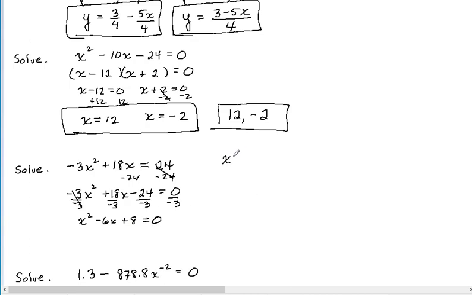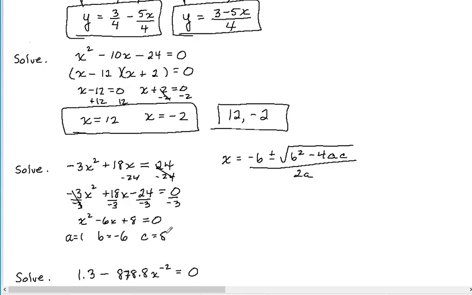Let's use the quadratic formula on this one. For review, that's opposite of b plus or minus square root of b squared minus 4ac all over 2a. And in this problem, a is 1, b is negative 6, and c is positive 8. So this would become x equals the opposite of, plug in negative 6 for b, plus or minus the square root of negative 6 squared minus 4 times a, which is 1, times c, which is 8, all over 2 times a.